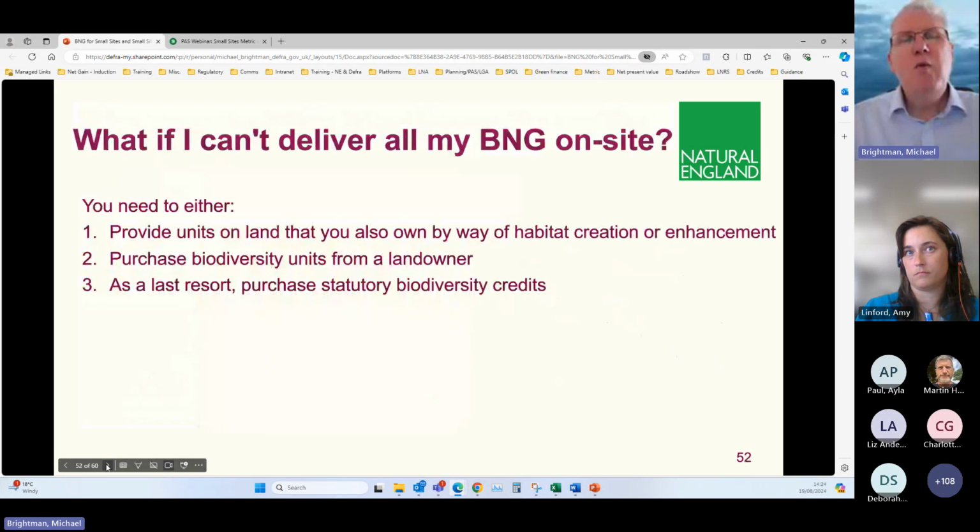A reminder, though, that as the only habitat types within the small sites metric are very low, low and medium distinctiveness, all those habitats should be readily available in the market for biodiversity units. And so there should be no reason for them to ask permission to purchase statutory biodiversity credits. If it's a low number of units that they're looking to purchase, it may well be that the advice given to them is to consider purchasing from habitat banks.